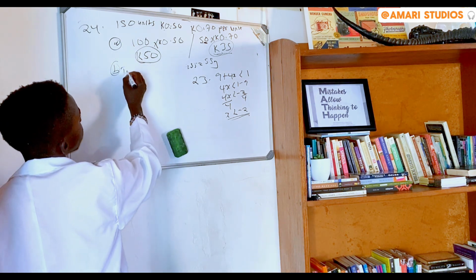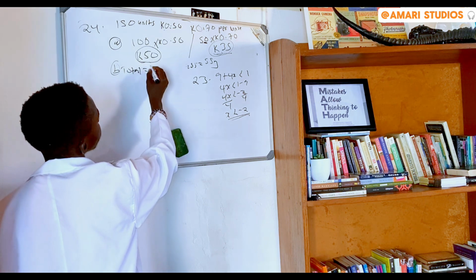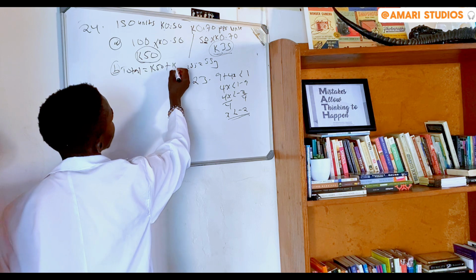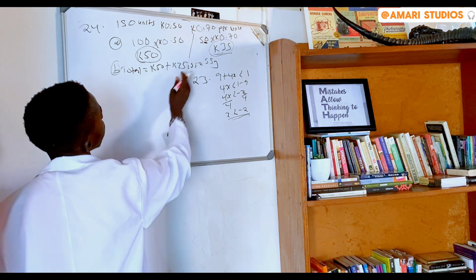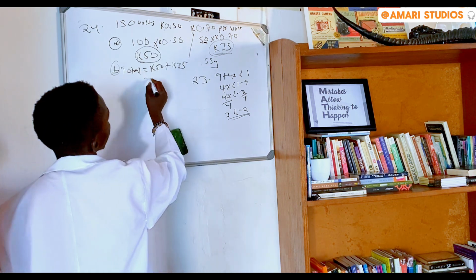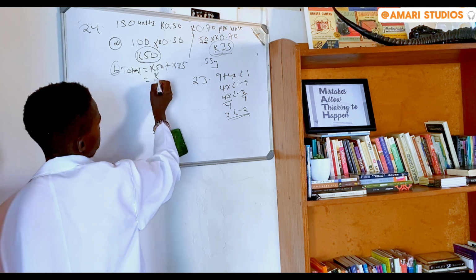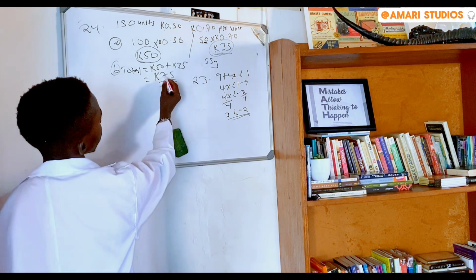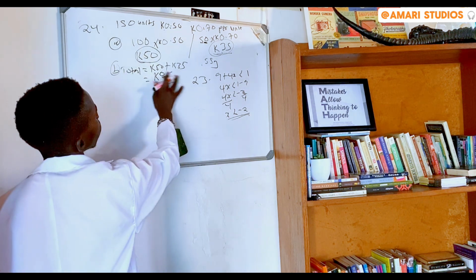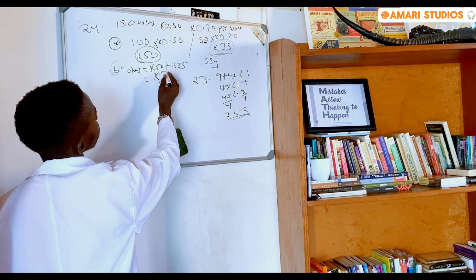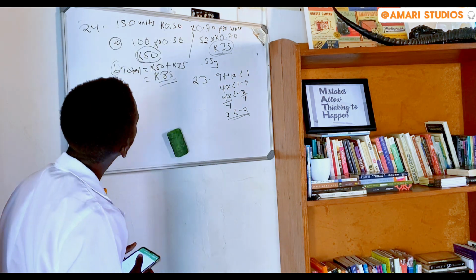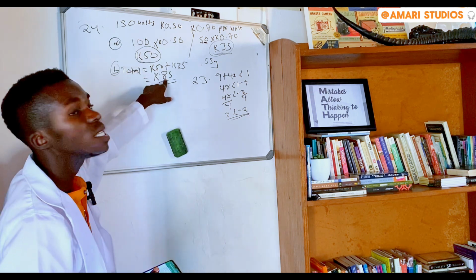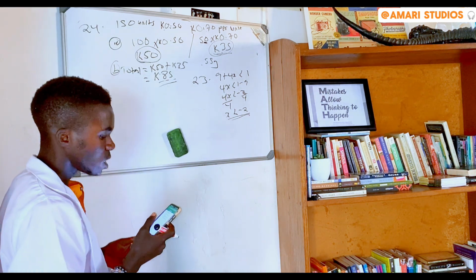So you say total is equal to 50 kwacha plus 35 kwacha, and if you add this, you're going to get, sorry, 85 kwacha. This means that this person bought 150 units at 85 kwacha. That's what it means there.